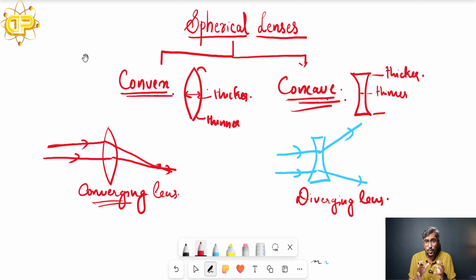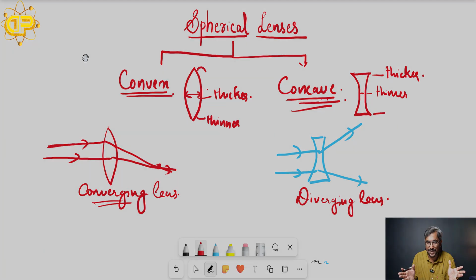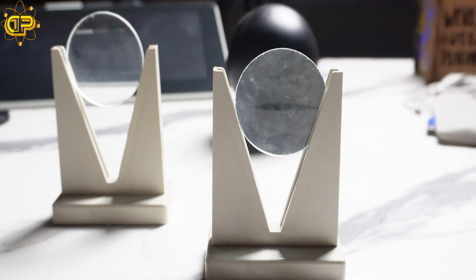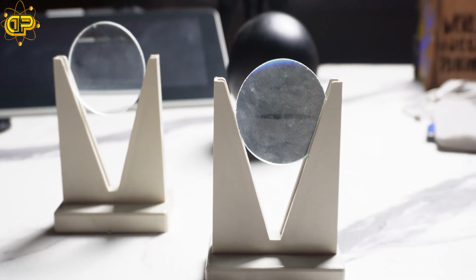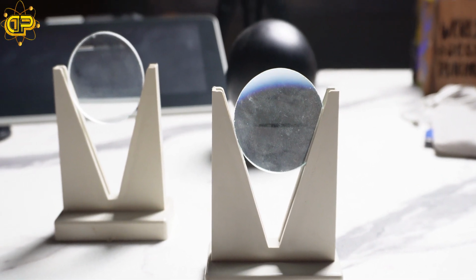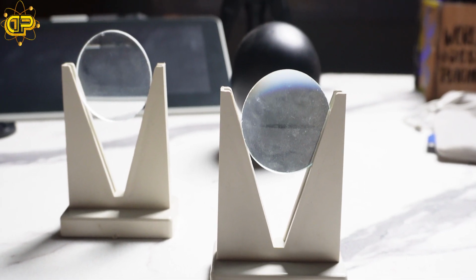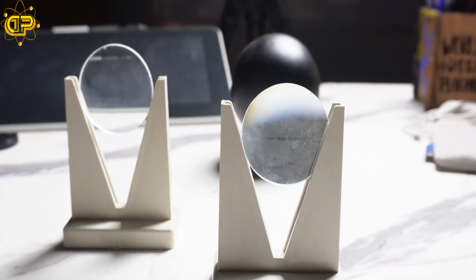I will show you in detail how a convex lens and a concave lens look like in real. So to the video. Now here is the real-time video. There are two lenses here in front of you and you need to find what type of lens is given to your hands. So how will you find it out?